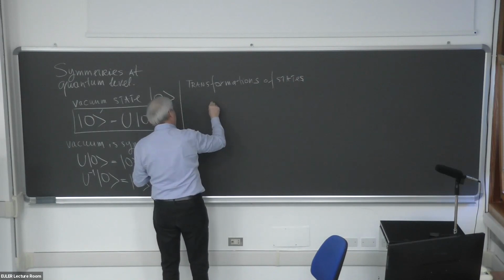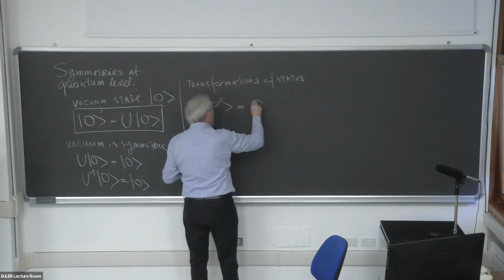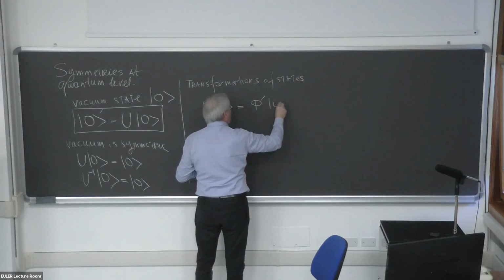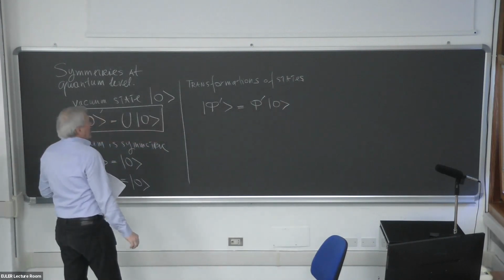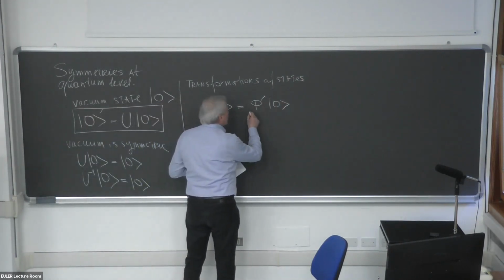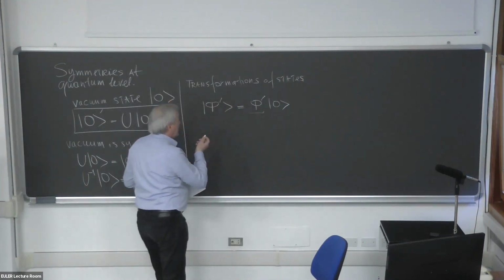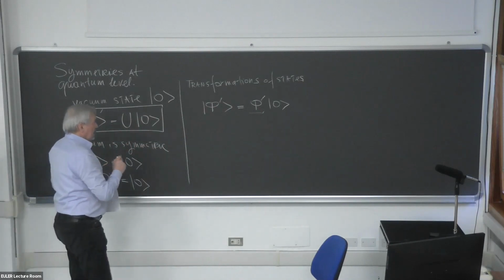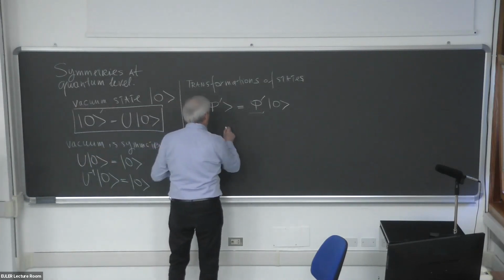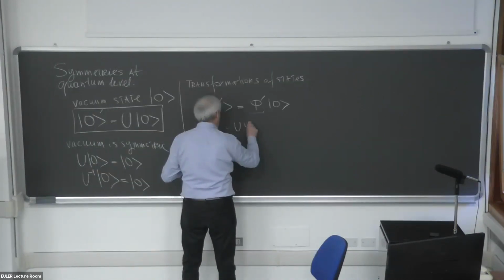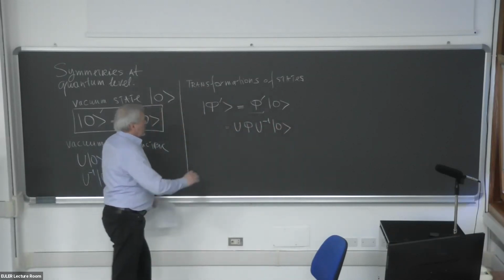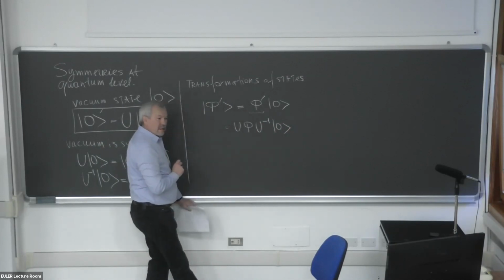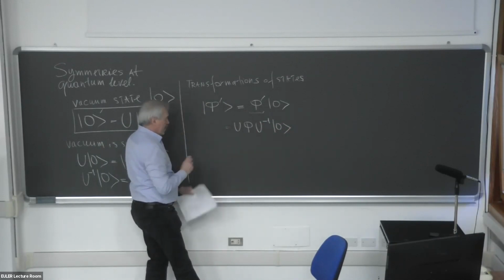So a given state is given by acting of a creation operator onto the vacuum state. Last lecture we introduced transformations of operators, and the field operator is also an operator, right? So we can write this as U F U minus 1 acting on the vacuum. So this is how the operators are transformed, right? We introduced it in this way.